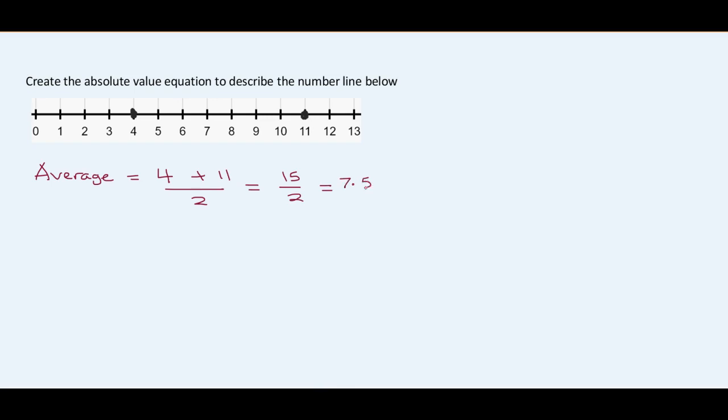This is 7.5. Now our tolerance is going to be 7.5 minus 4 or 11 minus 7.5. Either of these will give you 3.5. So now our equation is the absolute value of x minus average 7.5 is equal to tolerance 3.5.